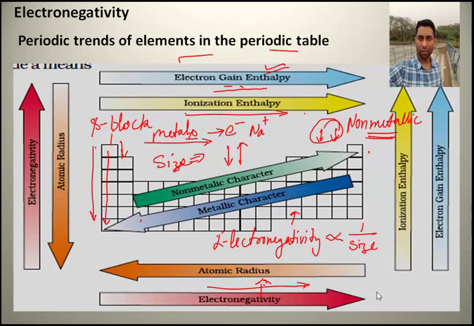Dear students, with this we have completed all the physical properties. All the physical properties are concluded now. Under this we have discussed atomic radii, in which ionic radii was also included. Then we have discussed ionization enthalpy and its variation, factors affecting, and we have also discussed electron gain enthalpy.